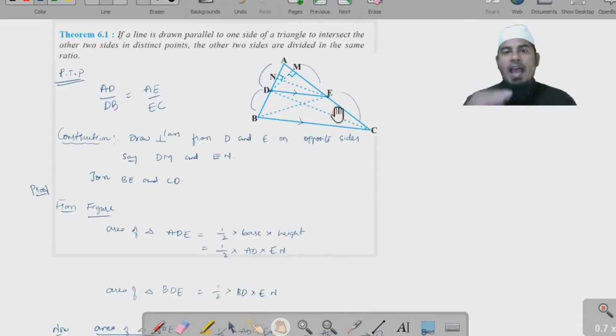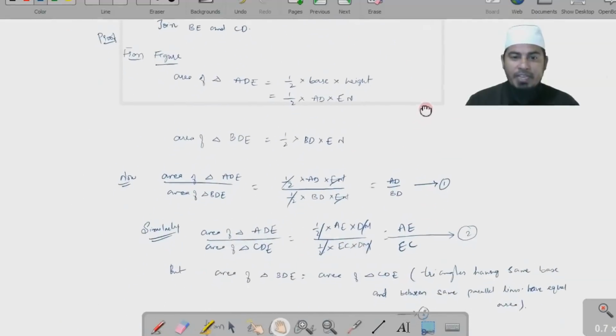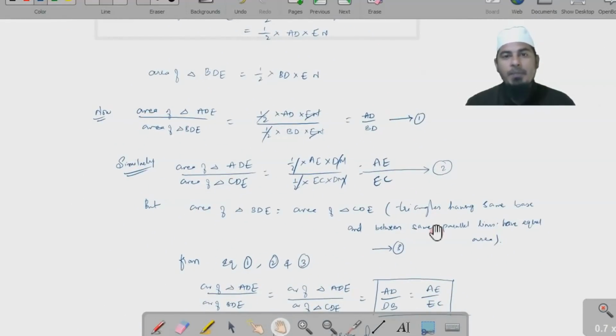Now keenly observe the figure: triangles BDE and CDE have a common base DE and lie between the same parallel lines. There is a theorem in the 9th class that triangles having the same base and between the same parallel lines are equal in area. Therefore the areas of triangle BDE and triangle CDE will be equal.